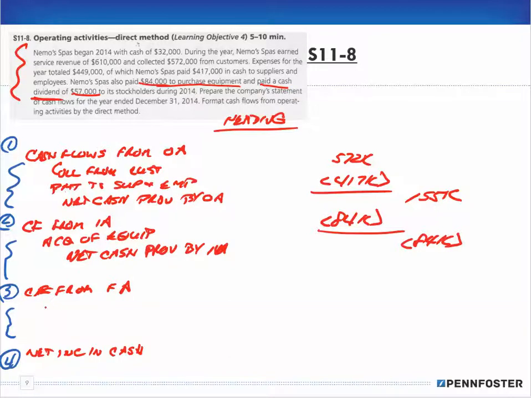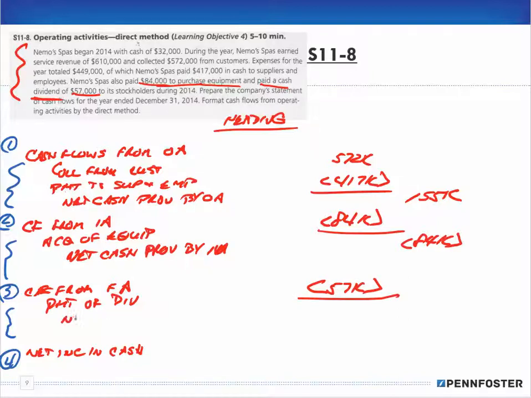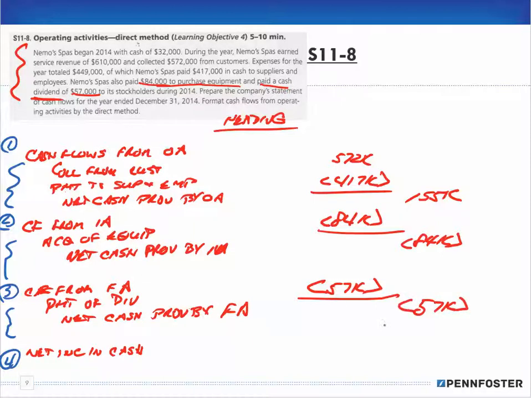So here we have a payment of dividends, and that was for $57,000. That's cash going out because we're paying that amount out. And again, we have the net cash provided by financing activities. So that's 57,000. That's going out. So our net cash increase or decrease, depending upon what the total of these numbers are, is going to be $14,000.